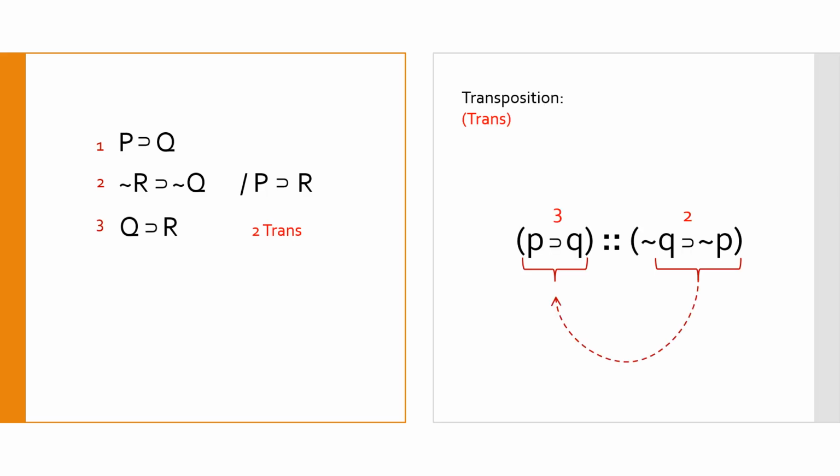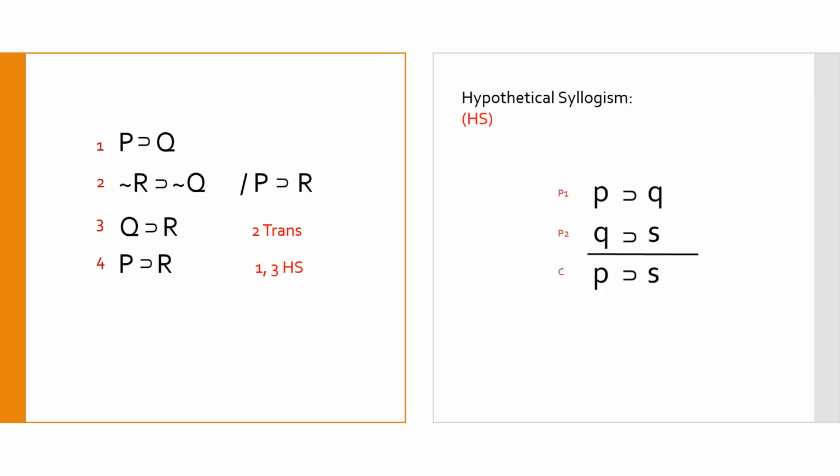Notice that transposition will allow me to take the second premise, which is if not R, then not Q, and simply flip it around to make it if Q, then R. And if I drop the negatives and swap the terms, those are logically identical. This is what transposition tells us. And of course, from this point, it's very simple to see what's going to happen. With number 1 and number 3, we end up with a hypothetical syllogism that gives us the conclusion we're after.